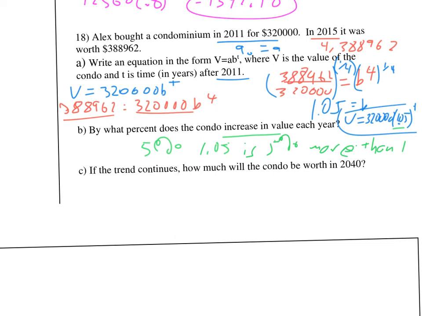This is kind of typical more for real estate, like condos and houses. They usually increase in value over time. All right, so then how much will it be worth in 2040? So how many years is that? So that'll be 29 years after 2011. And so I'm just going to say 320,000 times 1.05 to the power of 29.